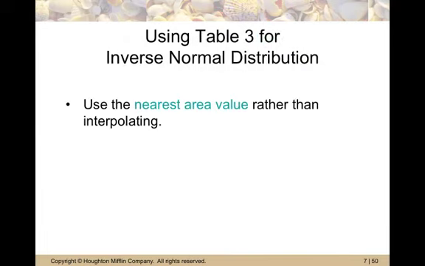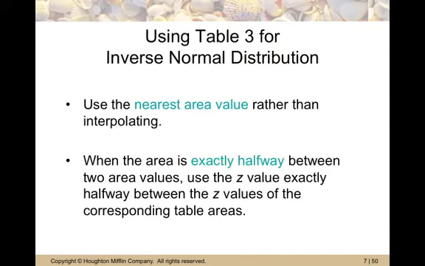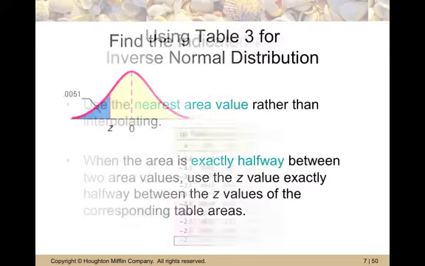Use the nearest area value rather than interpolating, trying to be more specific than that. If you need to, when the area is exactly halfway between two area values, use the z-value exactly halfway between the z-values of the corresponding table areas. So one will be closer than the other, or it'll be exactly halfway in between. So figure out which case you've got.